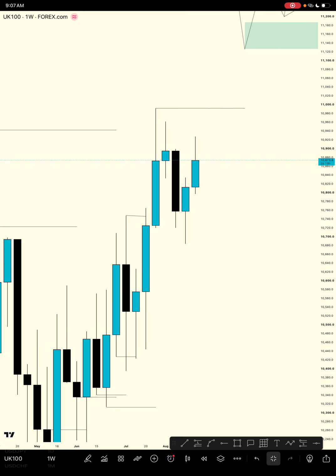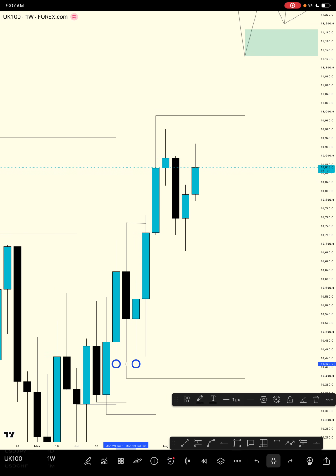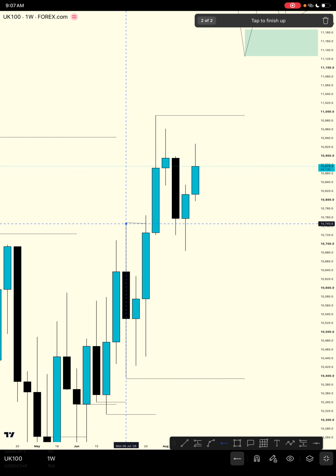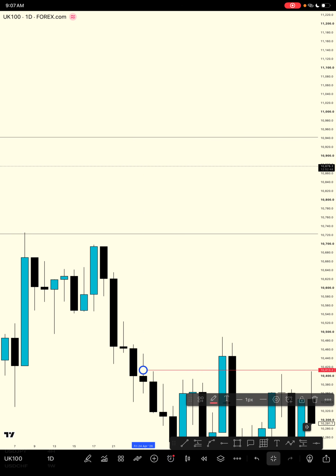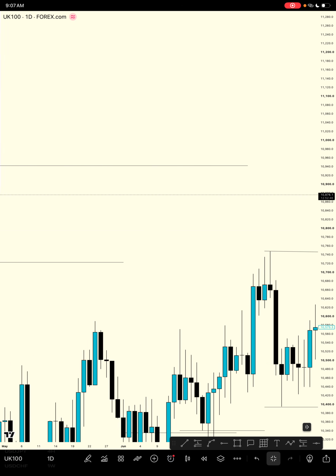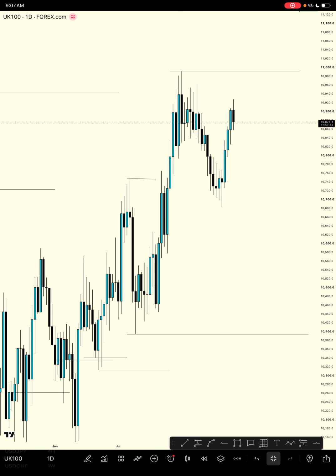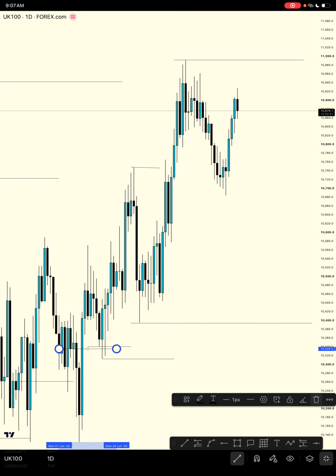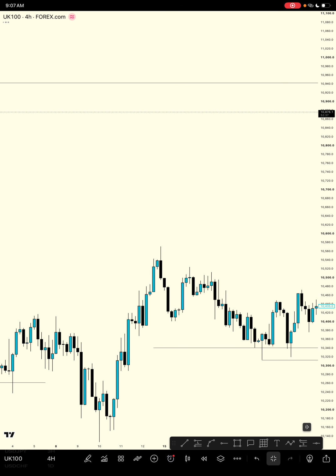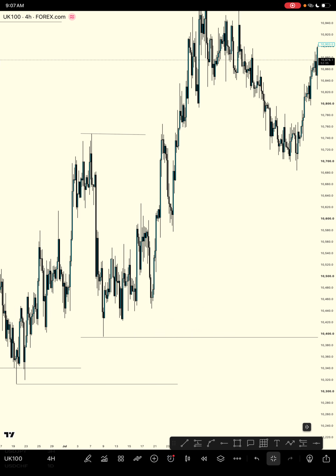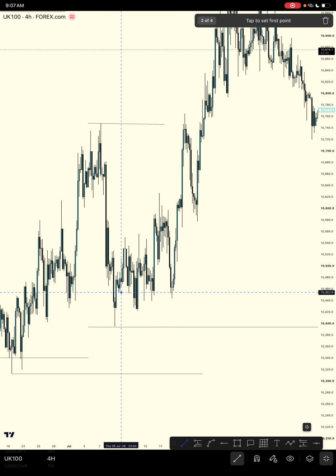I'll go to a lower time frame to check what the market did in between this high and this low. So I'll go to the daily time frame. On the daily time frame, after marking out, it was not clear, so I went to the 4-hour time frame. On the 4-hour time frame, we had what?